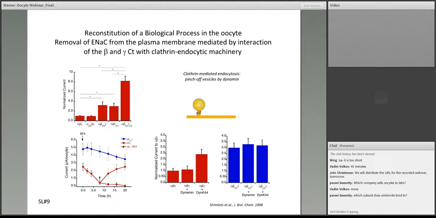This example illustrates that a whole biological process can be reconstituted in the oocytes by injecting 4 to 5 different cRNAs and following the activity of the channel with a two-electrode voltage clamp.